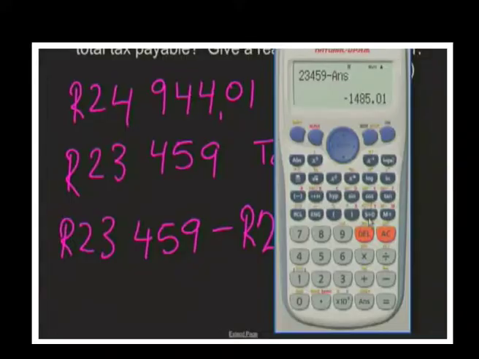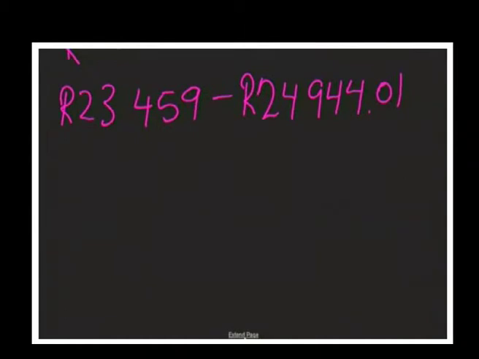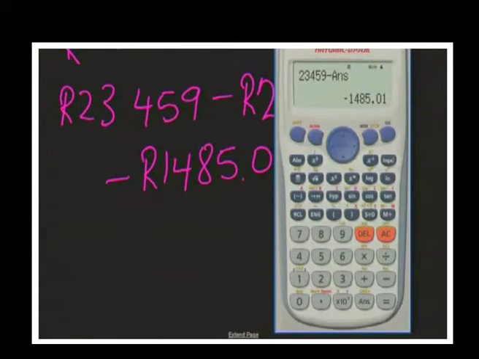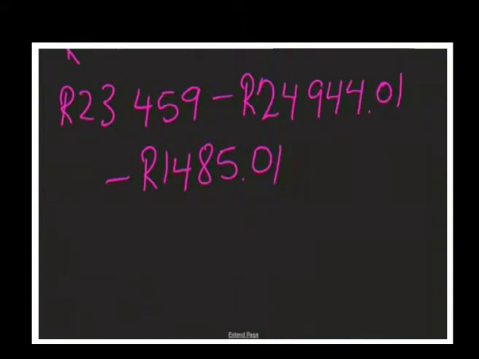It's minus 1,485.01 on the calculator. So what does that negative mean? That negative means that she has overpaid. So Patsy has overpaid 1,485 Rand and 1 cent. So that is the amount of money that the receiver has to pay back to Patsy.